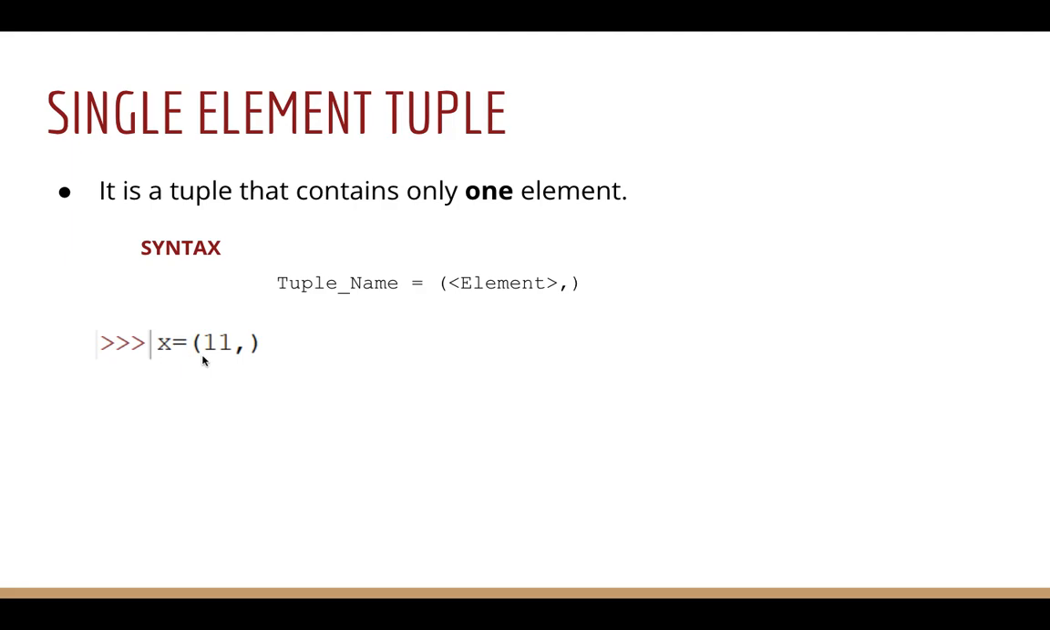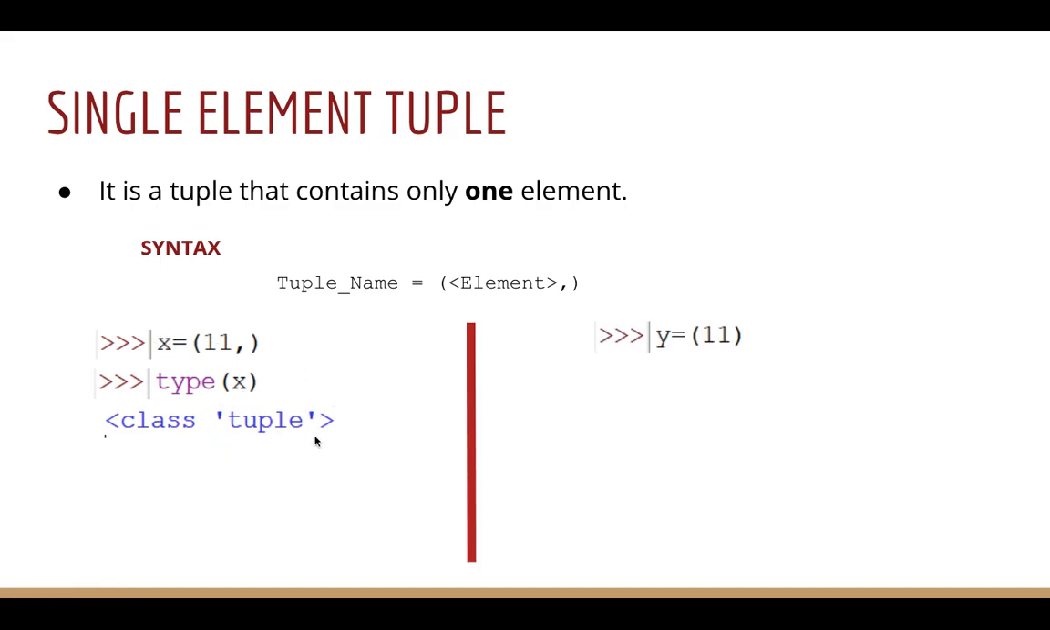For example, x equals 11 comma, and then I have closed the parenthesis. That means it is an example of a single element tuple. So if I check the type of x, it will show that it belongs to the class tuple. That means x is a tuple.